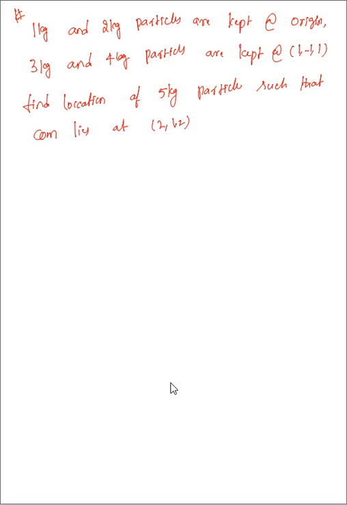See, fine, this thing you need to go with vector notations. If you go with vector notation, vector solving, this question will become very easy. First question what they given, let us understand first. 1 kg and 2 kg particles kept at origin. 1 kg plus 2 kg is nothing but 3 kg.